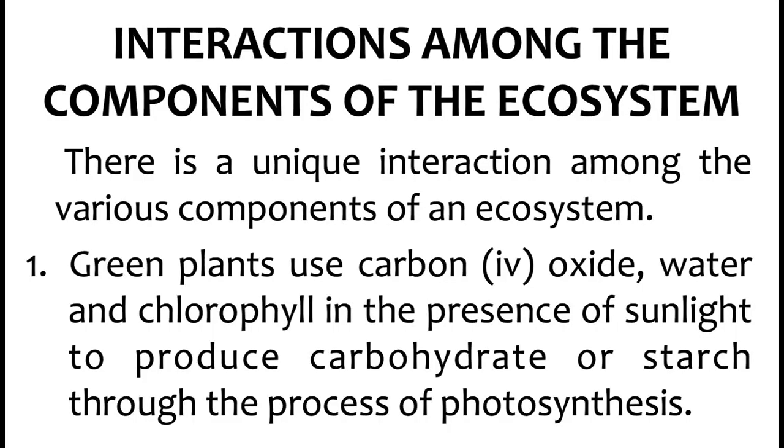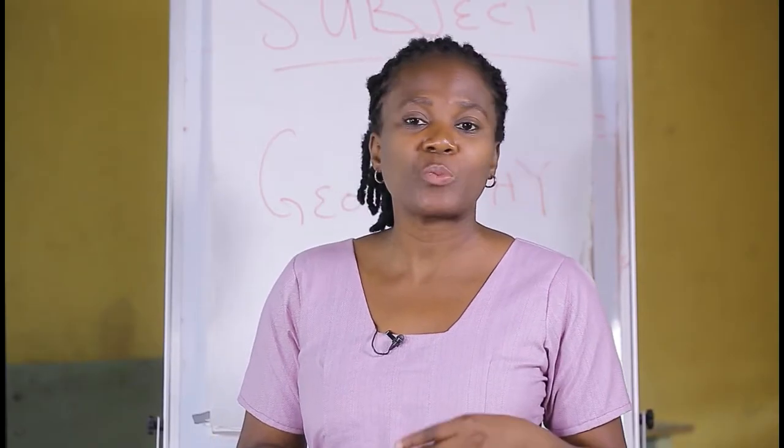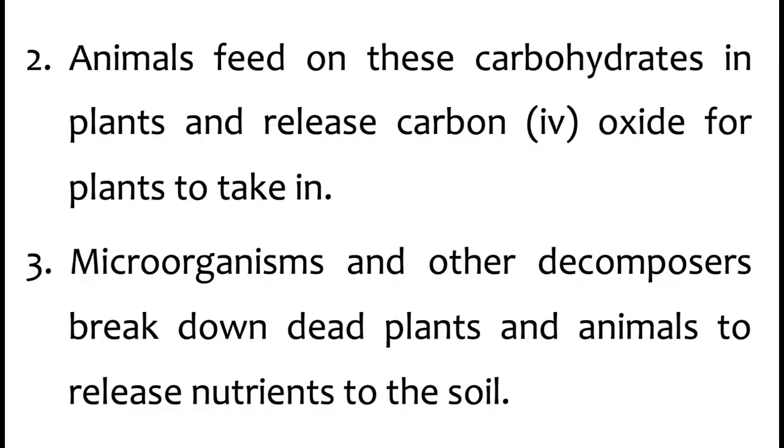We said there is a unique interaction among the various components of the ecosystem. One, green plants use carbon dioxide, water, and chlorophyll in the presence of sunlight to produce carbohydrates or starch through the process of photosynthesis. That is the process they use to manufacture their food. Two, animals feed on these carbohydrates in plants and release carbon dioxide for plants to take in.